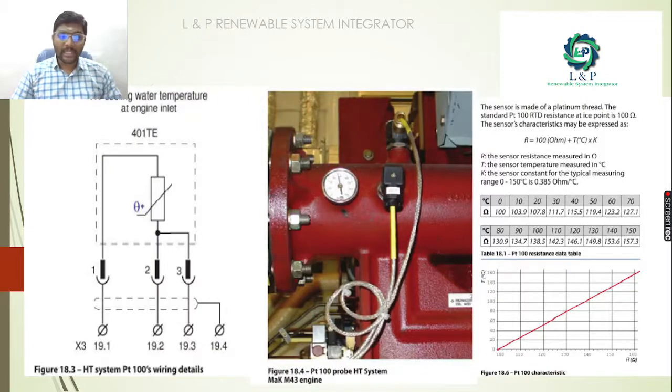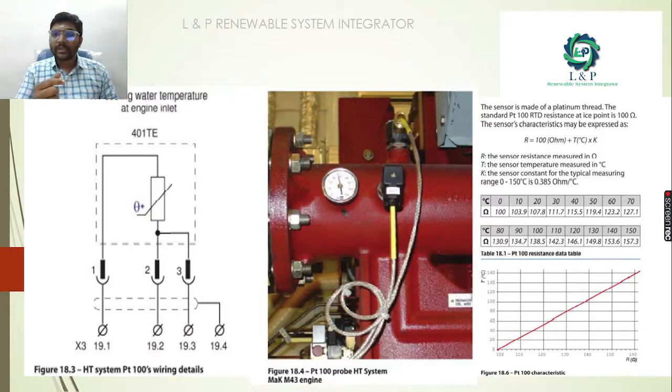As we told earlier, in the high tension lines also, for the high tension cooling water temperature at the engine inlet, we are using the PT100. So if you plan to wire, then this is how we need to wire. This is an example of how a PT100 probe, which is connected in the high temperature system, looks like. This sensor is mostly made up of platinum thread. It is a very costly one.